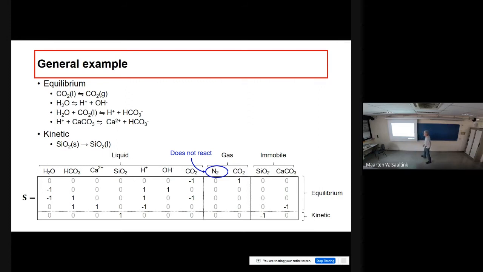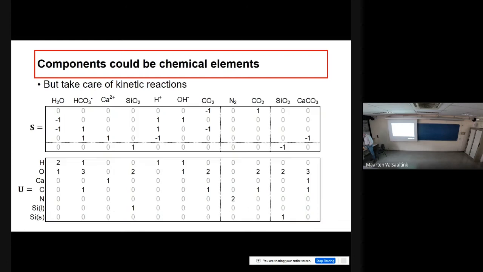And I may also have, for instance, some species that doesn't react, in this case N2, for instance, and so I have 0. It's just a general example. Of course, we could make a component matrix.